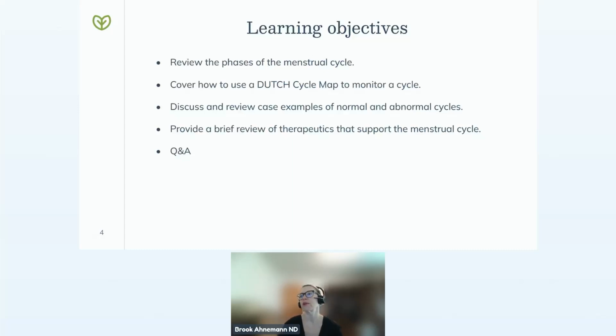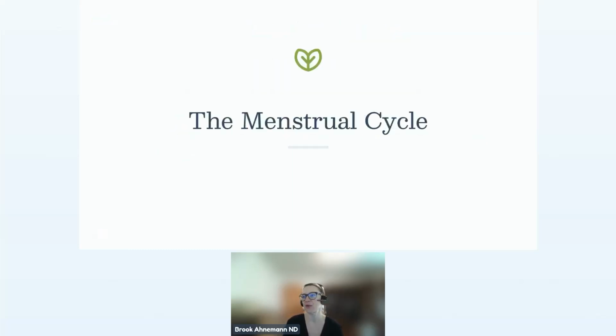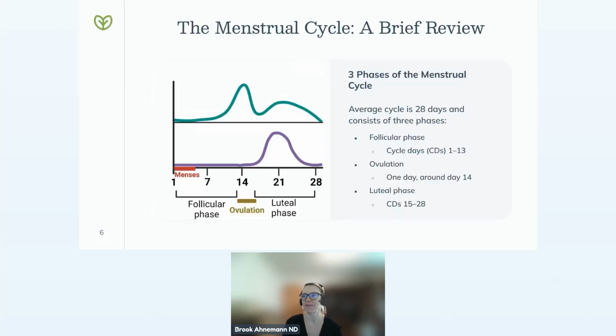To go over our learning objectives for this webinar, we are going to do a quick review of the phases of the menstrual cycle. We'll cover how to use a Dutch cycle map to monitor a menstrual cycle. We'll look at some case examples of both normal and abnormal menstrual cycles with a cycle map. Then there's a quick review of some therapeutics that support each phase of the cycle, and then we'll have a little bit of time for question and answer at the end. All right, let's dive into this quick review of the menstrual cycle.